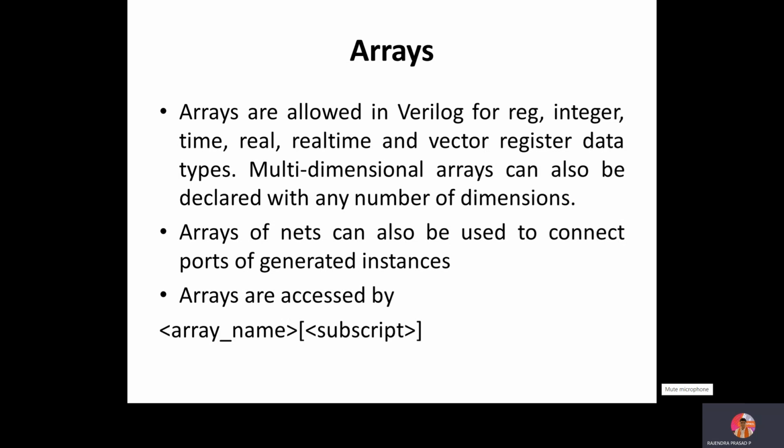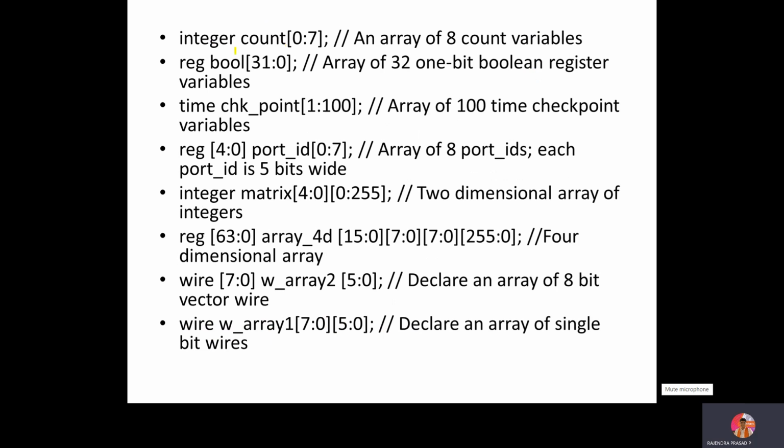Array sets can be used to connect to the generated instances. One example is the array name followed by the subscript value, which can be declared. For example, here I have declared an integer array count, 0 to 7, so an array of 8 variables can be declared. Similarly, I am declaring a 32-bit boolean value using a register. A time checkpoint is declared for 1 to 100, so a 100-element time checkpoint can be generated.